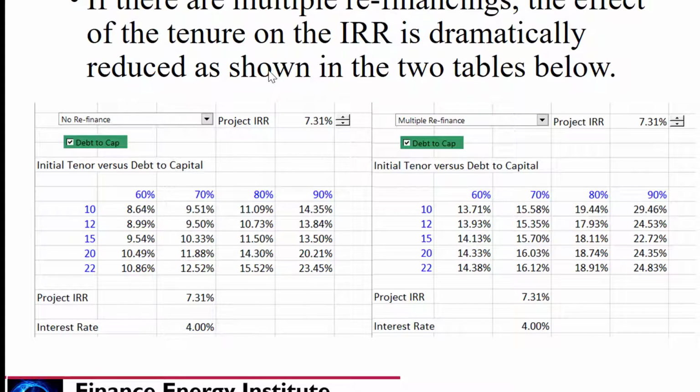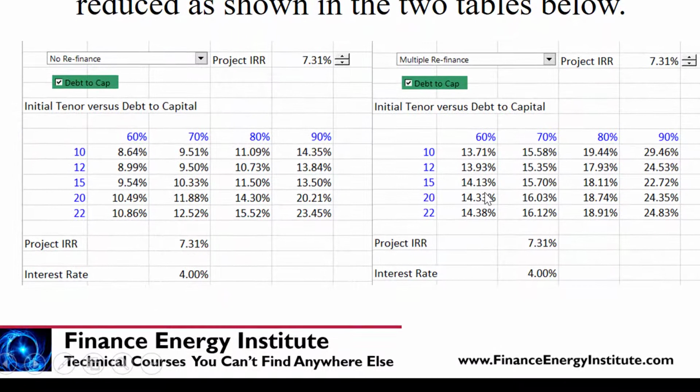So if we have multiple refinancings, here was our case with no refinancing. See, it says no refinance down there. And we had the big effect of the tenor. Now we put this refinancing in, and the tenor effect doesn't completely go away, but my gosh, look at it. This one is affected by some kind of default in the early year, I think. But it changes it totally dramatically. I guess that shows you have to be a little careful.